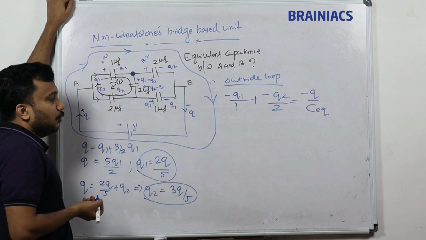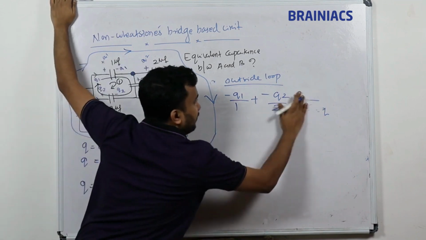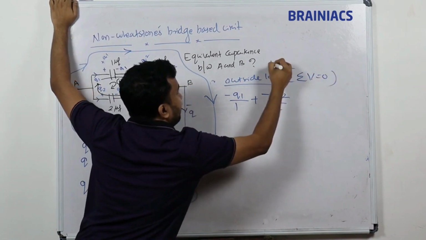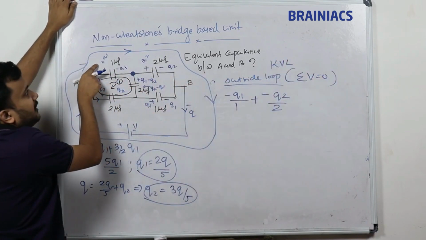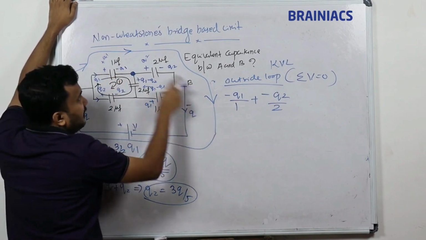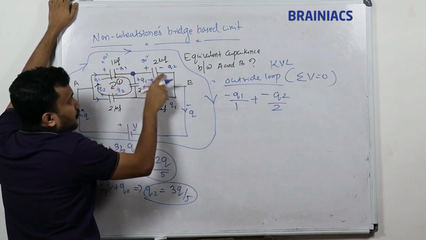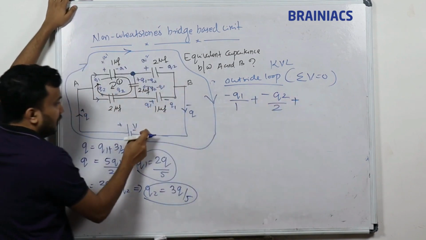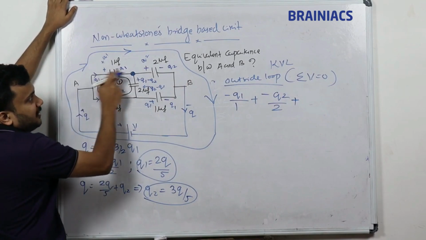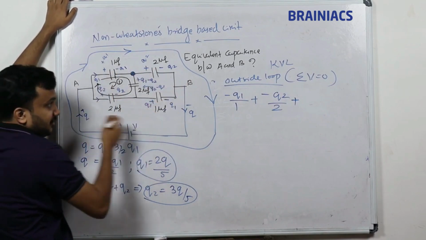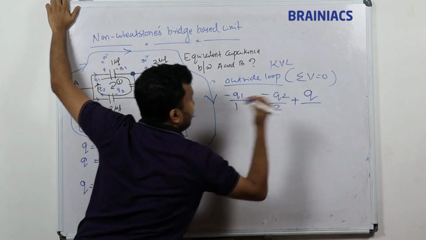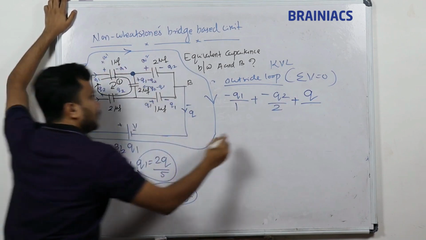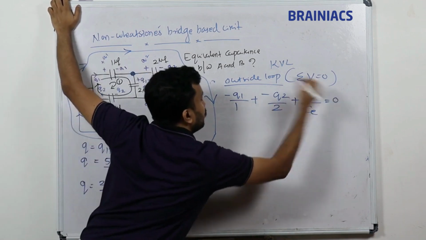So for the outside loop, you don't want to get confused, so I will make it a little clearer. Again we apply KVL, so sigma V is equal to 0. This voltage we applied is Q1 by 1. This is clear, right? Then going from plus to minus gives Q2 over its capacitance. Here I am going from minus to plus, so you can think of it as a battery, minus to plus. I'm going positive, so Q divided by C equivalent, because of the direction it is plus Q and minus Q. So Q divided by CE is equal to 0.